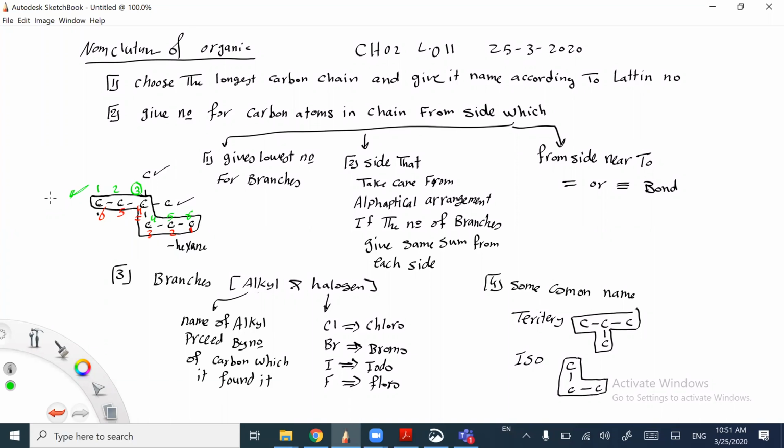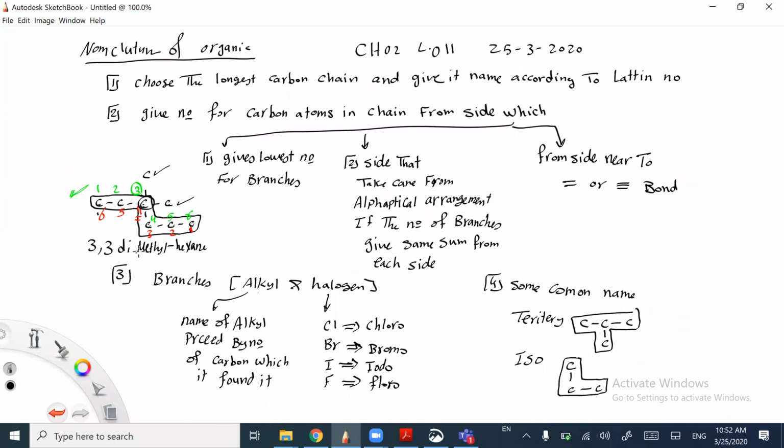Take care of the alphabetical arrangement. For the branches, the name will be 3 on carbon number 3, and another on carbon number 3, dimethyl.